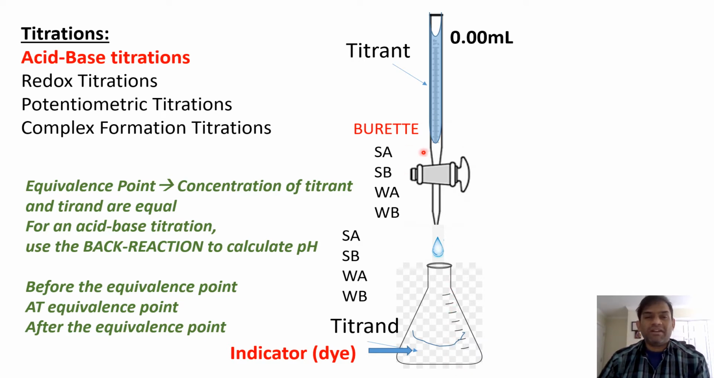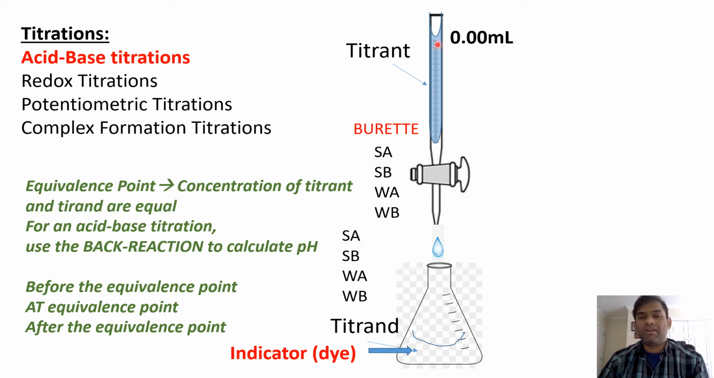And we have different combinations. So you can do a strong acid with a weak base. You can do a strong base with a weak acid, all the different combinations. And for an acid-base titration, what we're looking at is 3 points where we want to calculate the pH. One is before the equivalence point. That is where the titrand sitting in the flask is a little bit more in excess.